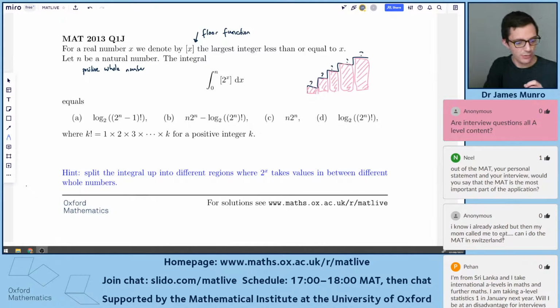Flora says no. I'm reading out Flora's response because you can't see it on the live stream. Flora says no, often about things kind of outside the A-level curriculum. The interviewer might introduce a new concept, which I think agrees with my experience as well.